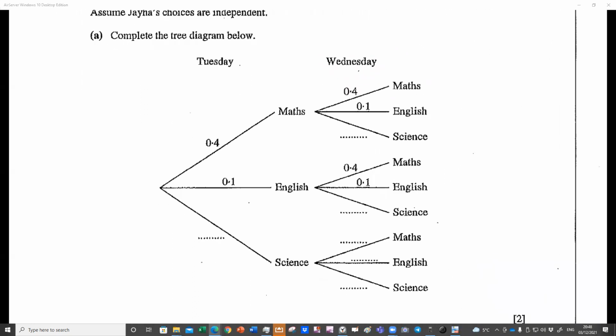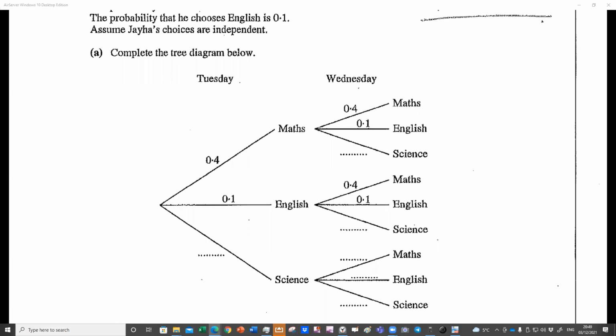So when it says independent, what does it mean? What you do on Wednesday is not connected to what you do on Tuesday. So they're not going to be affected. So the probability is going to be the same each time he does it. It's not going to be, if I've done it the first time, it's going to be less chance or more chance. It's identical.